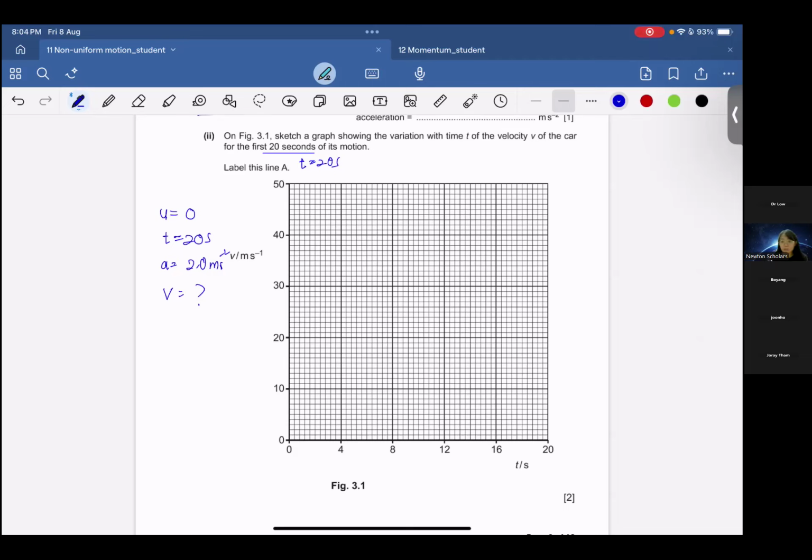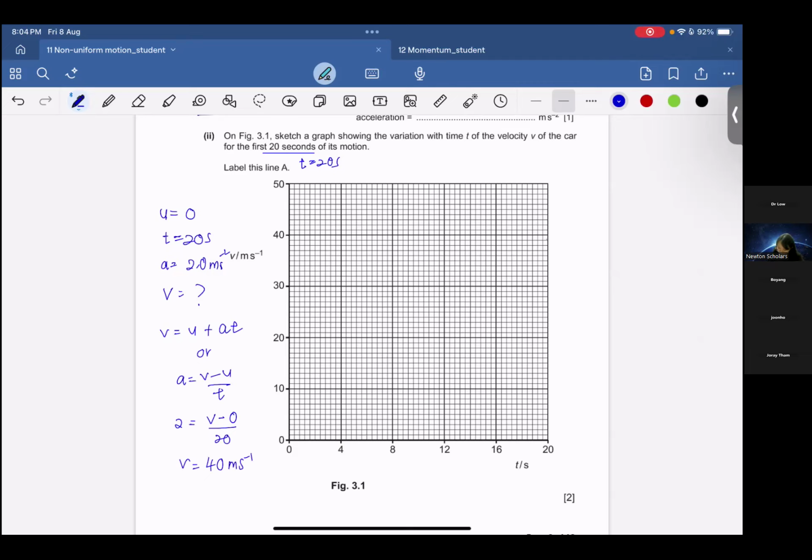v equals u plus at. Yue Ting, I think T is your surname, right? I should call you Yue Ting. Okay, dear. v equals u plus at, or we can use a equals v minus u over t. After you do the substitution, this is 2 equals v minus 0 divided by 20. So your final velocity is 40 meters per second.